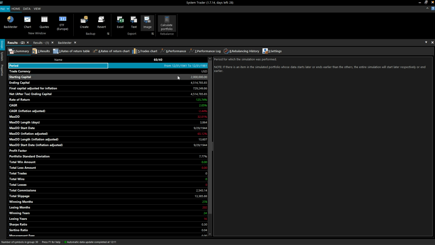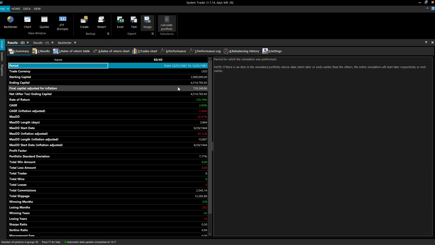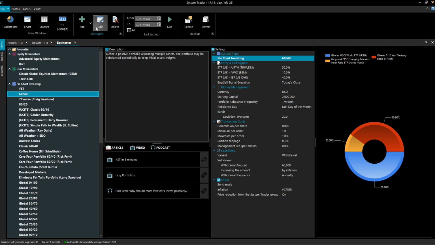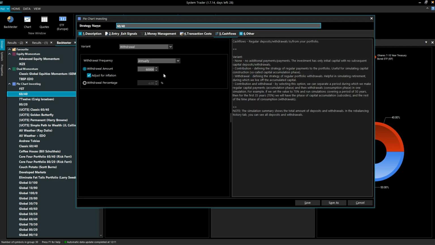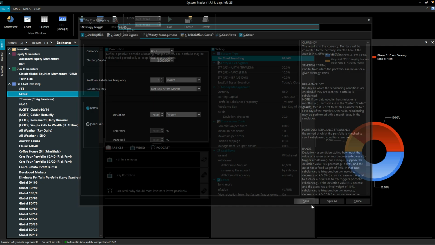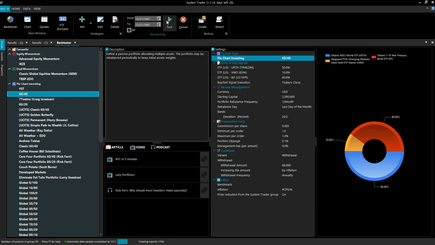Actually, we started with $2 million, and then in real terms, after 40 years, we have over $700,000 in our portfolio. But keep in mind that we haven't used the 4% rule, but the 3% rule. Go to edit, and in cash flows, we see 60,000. What if we would use the 4% rule for our 60/40 portfolio? 80,000, because we have starting capital of 2 million. Save it and start it again.